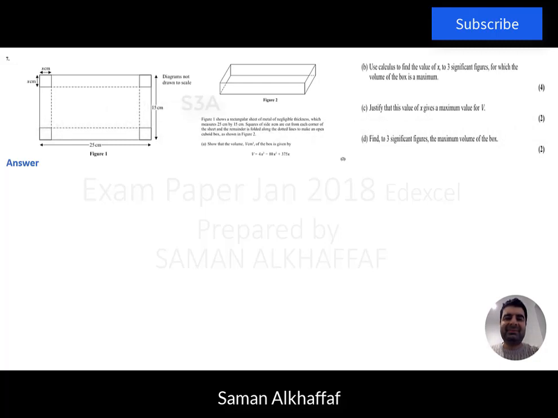the function shown, which is V equal to 4x cubed minus 80x squared plus 375x. So we start looking at part A. If we are attempting to find the volume, volume comes from length multiplied by width multiplied by height.